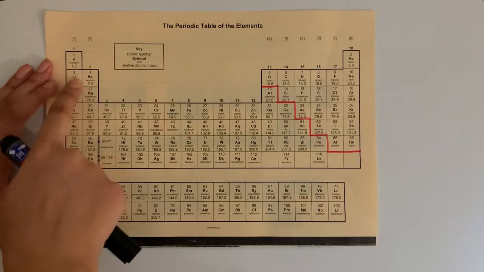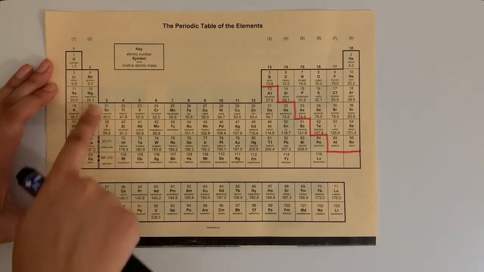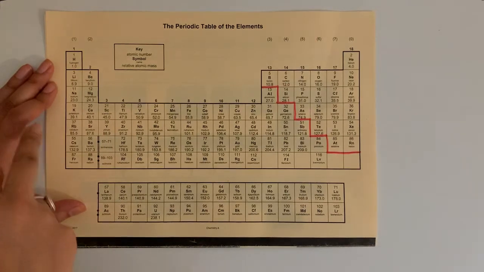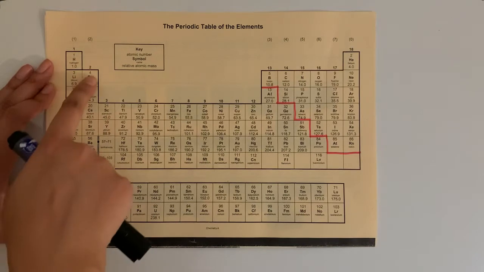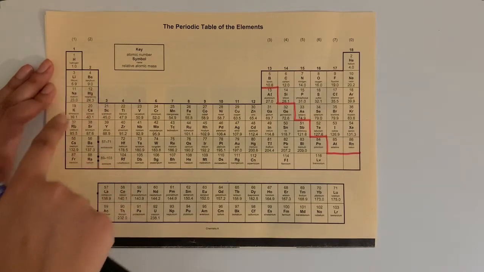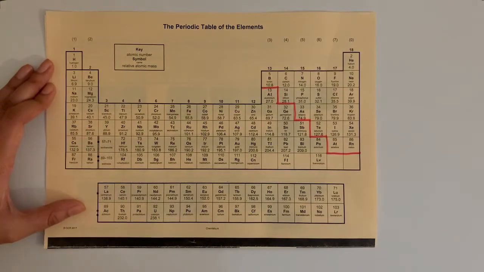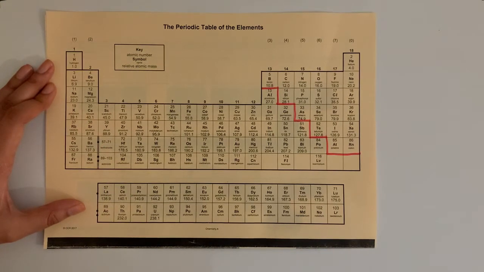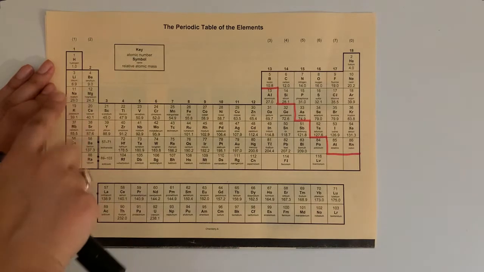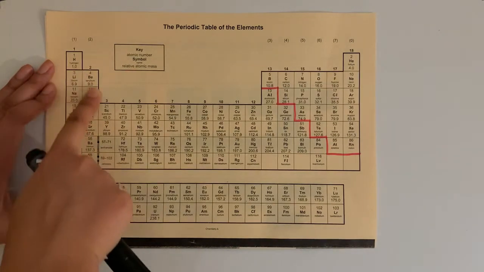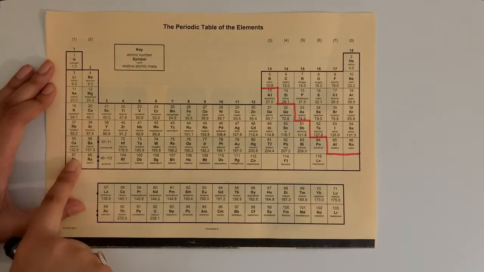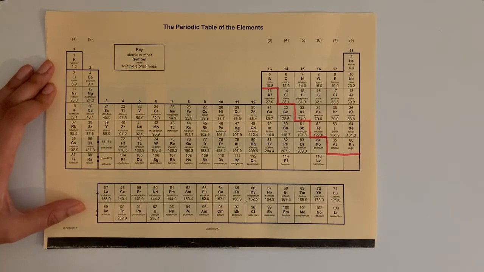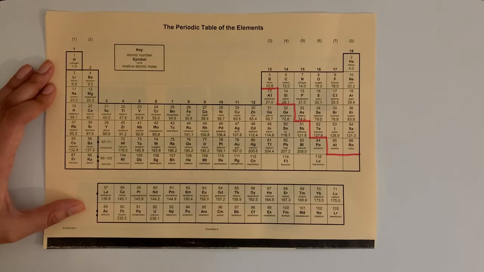As we just covered, these ones over here all fill our s subshell. So that's 1s1, this one was 2s1, 2s2, 3s1, 3s2. So for all of these ones here, the outer electron is found in an s subshell. So what that does is it makes this over here our s block elements. So all of these are s block elements because the outer electron is found in an s subshell.